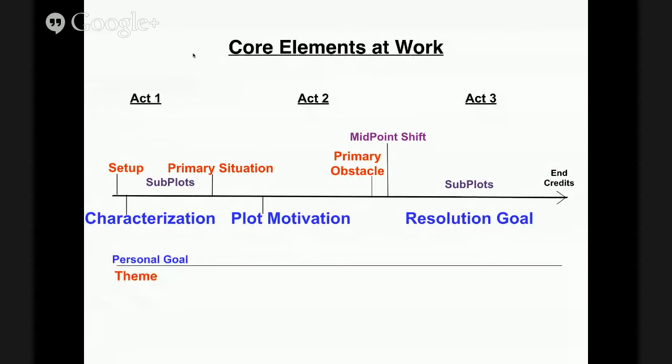Here's your movie mapped out. The beginning's on the left, the end credits on the right. In the course of any movie, and I'm pointing to my screen, so pretend I'm standing in front of you pointing at your screen, the setup is where we meet our main character in his natural habitat, or whatever habitat he's going to be in. He might be an astronaut on his way to the moon, but that's where he is. That's part of who he is.